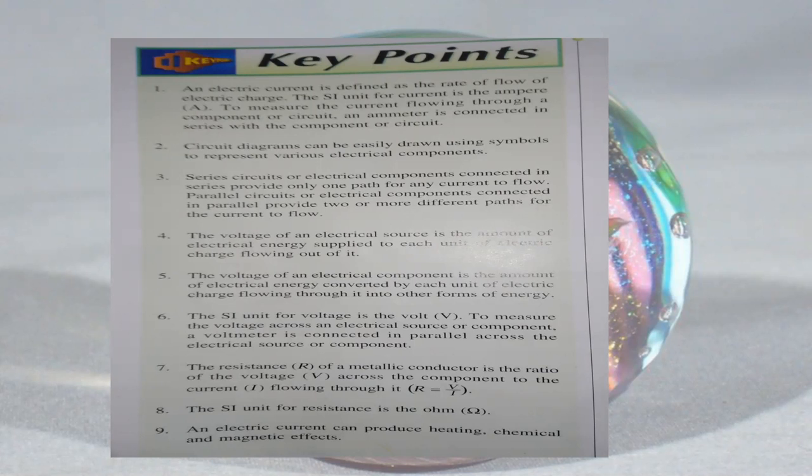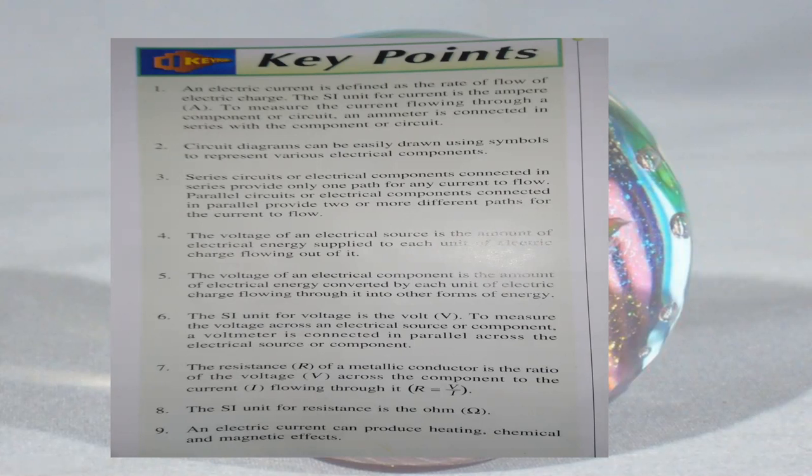current flowing through it. Resistance is denoted by R, the voltage is V, and the current flowing through it is I. So when the voltage is divided by I, it is termed R is equal to V upon I. Now the SI unit for resistance is called ohm. This is the symbol for the ohm.